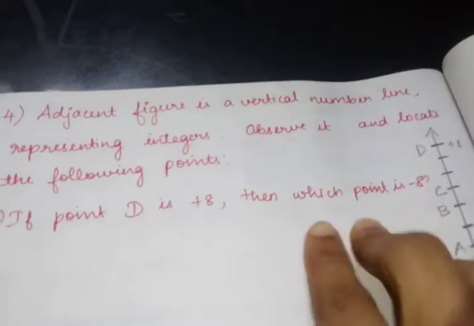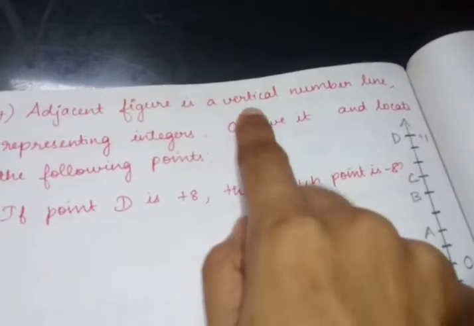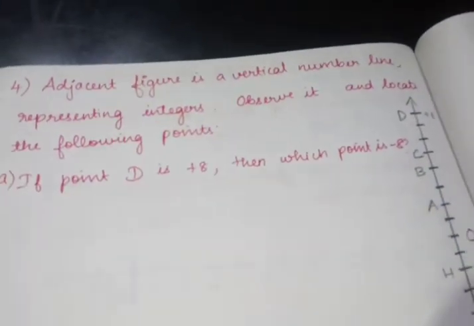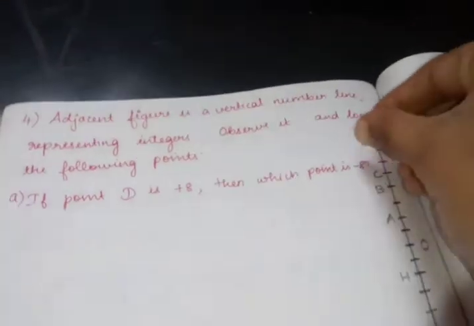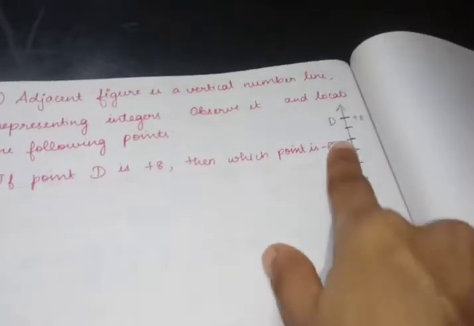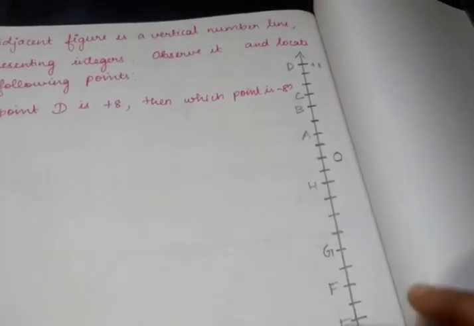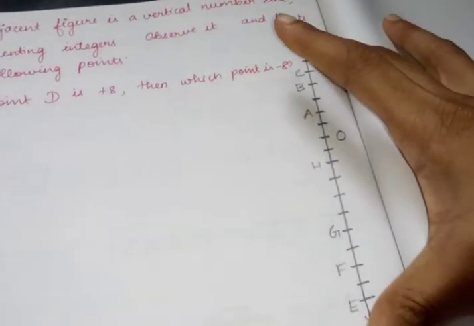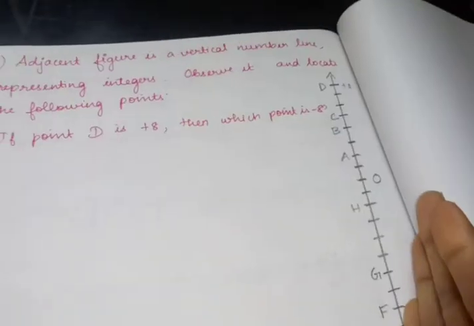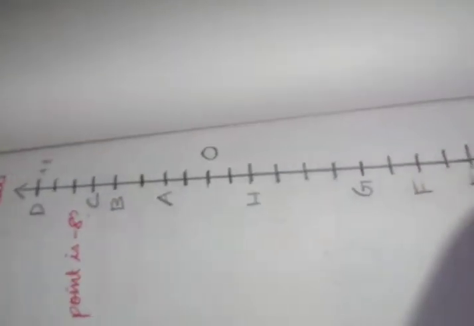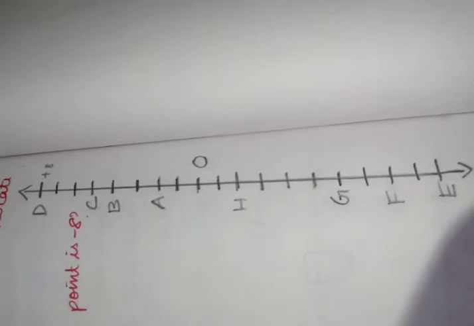Fourth question. The adjacent figure is a vertical number line. Adjacent means near. You can see the figure in your textbook. This figure is a vertical number line. What is meant by vertical? This standing line is called vertical. Can you see this? This is one vertical number line.